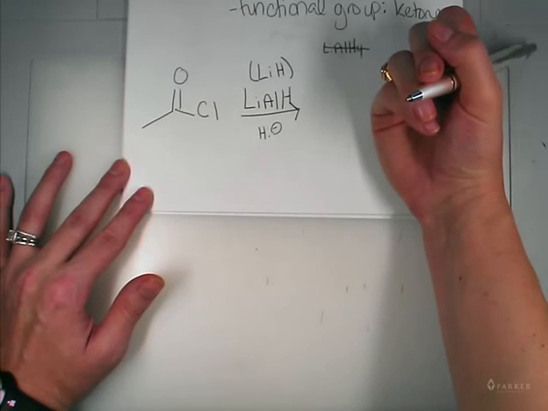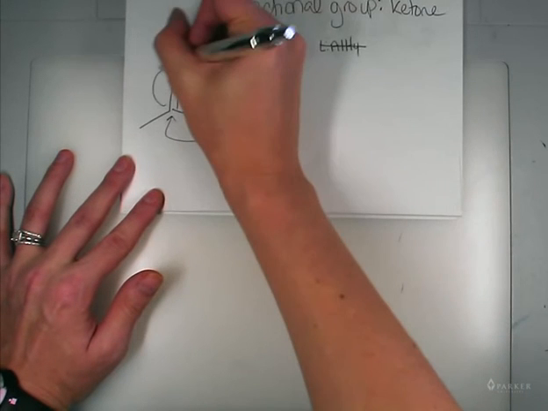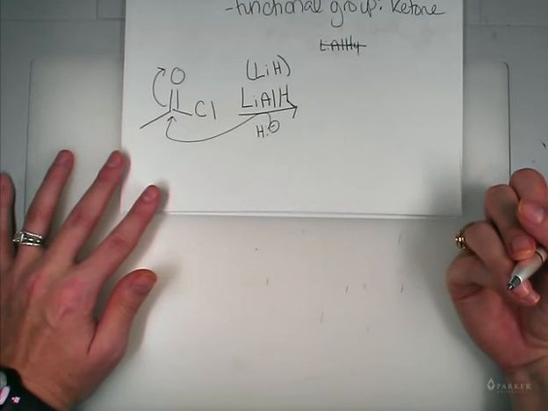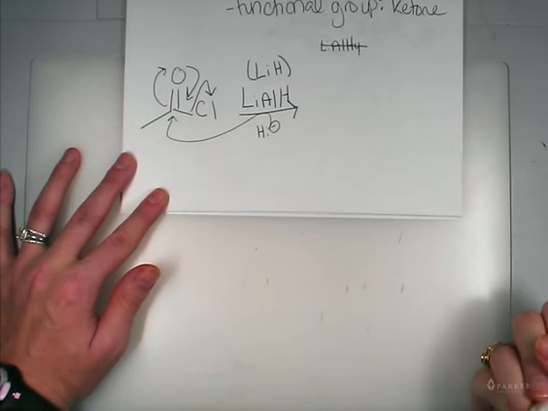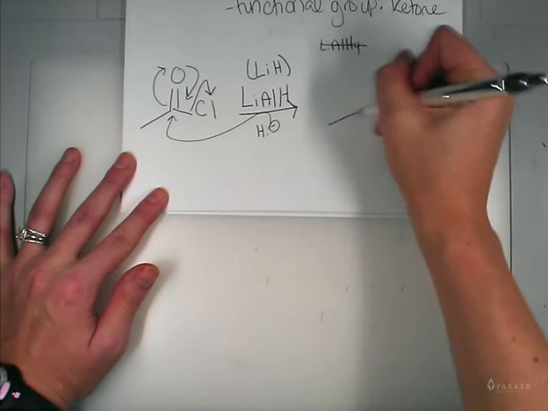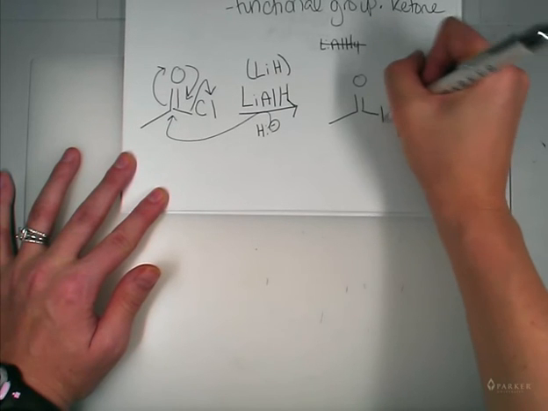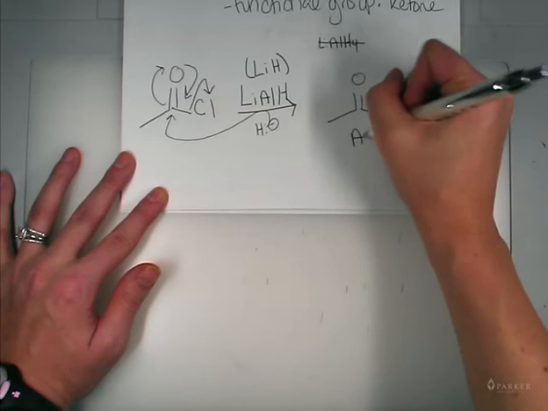Where will it make a bond? Yeah, this carbonyl here. The electrons will go down. Does it have something it can kick off? Chlorine. Come back down, kick off chlorine. So what replaces chlorine? H. And what functional group did I make? Aldehyde.